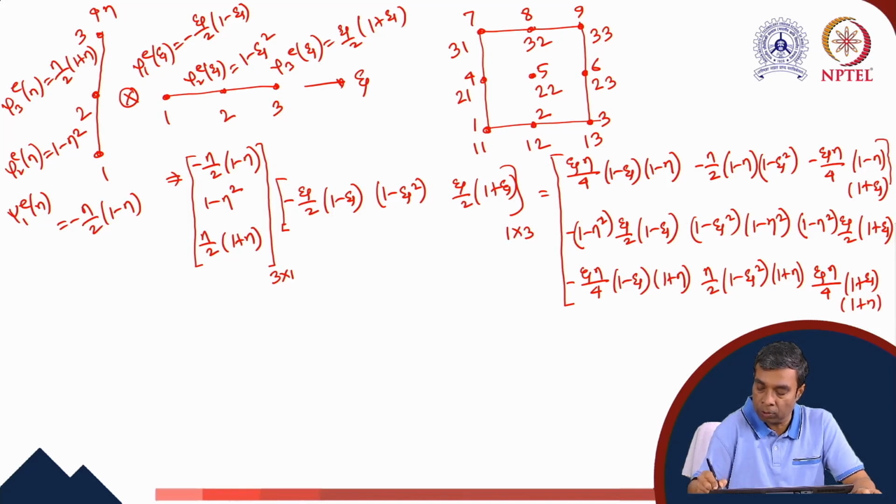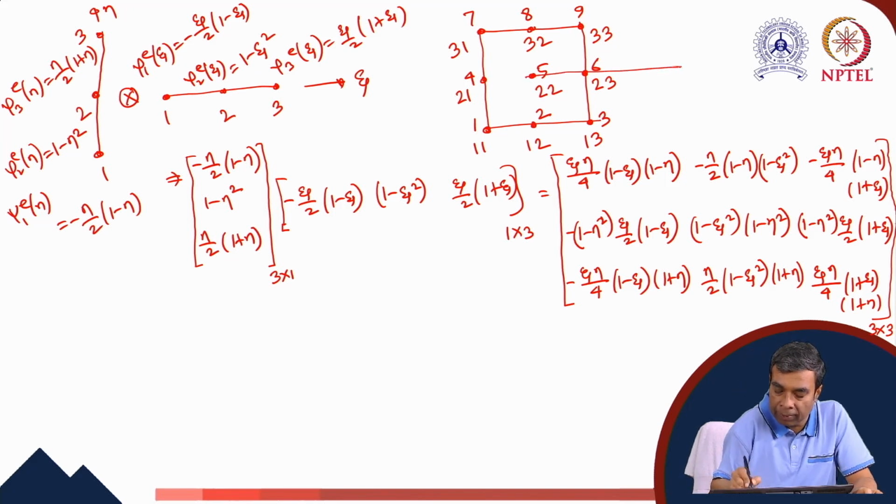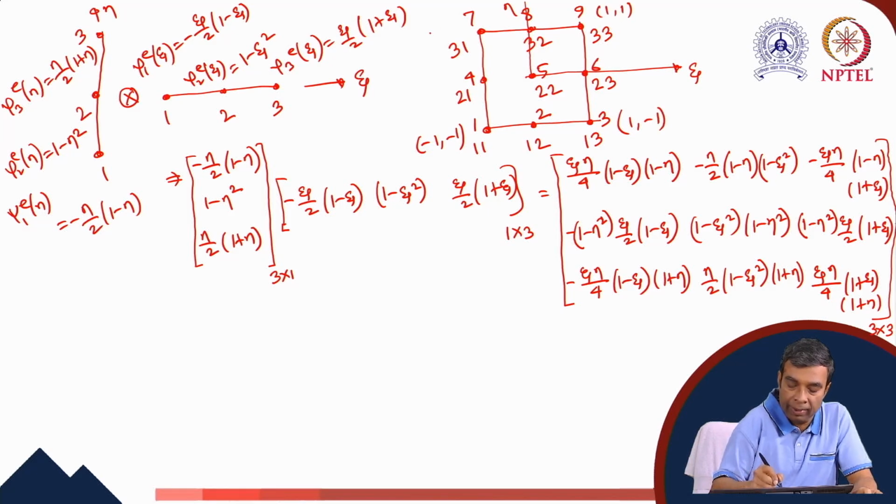So this is the closure of the 3 by 3 matrix for the quadratic or biquadratic element in the natural coordinate system. So this is our xi axis, this is our eta axis, this coordinate is -1, -1, this coordinate is 1, -1, this coordinate is 1, 1, and this coordinate is -1, 1.